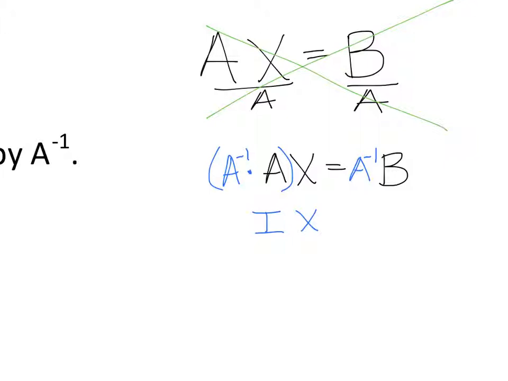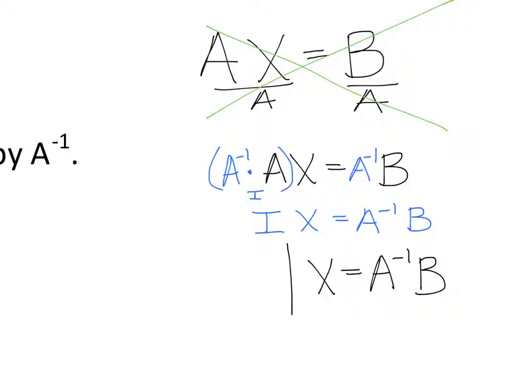Wait, how did you get IX? Because the inverses times each other equal I. That was the very first problem that we did. We showed that. Okay, so now we have that I times x equals inverse of A times B. Well, what's identity times anything? It's kind of like 1 times anything. Like 1 times x is x. So this is just x equals the inverse of A times B.